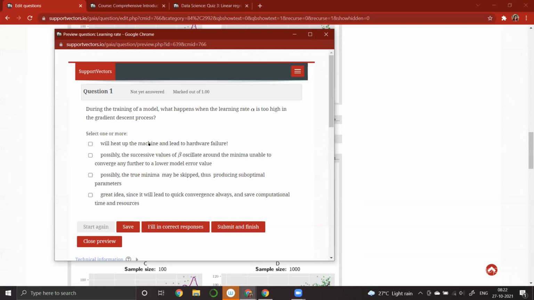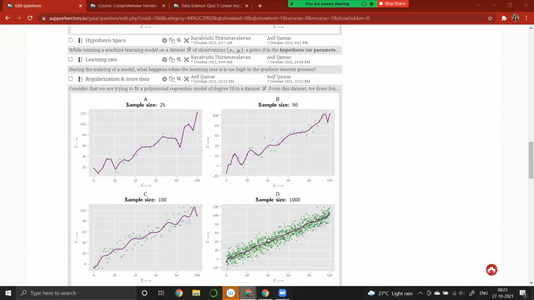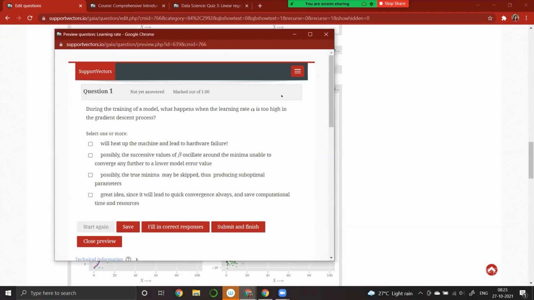Then possibly the true minima may be skipped, thus producing suboptimal parameters. That is also true. I can't see that. Screen kind of goes back and forth. Yeah, I don't know why. Yeah, now it's fine. Okay. Possibly the true minima may be skipped, thus producing suboptimal parameters. This is also true, as we saw just now.